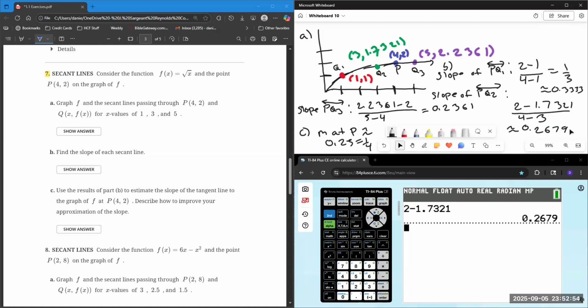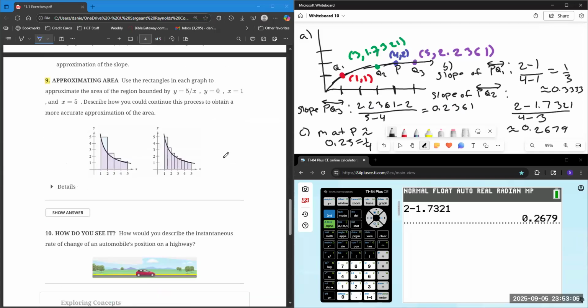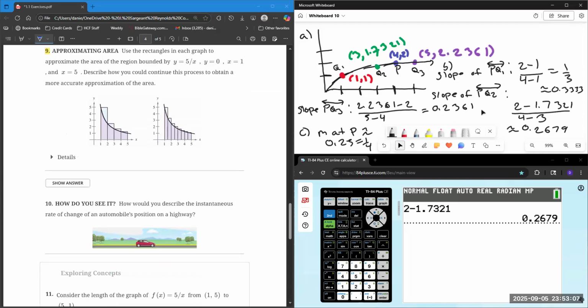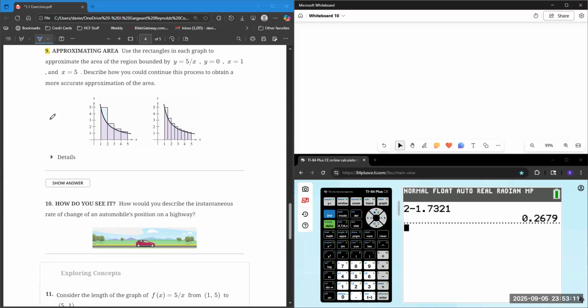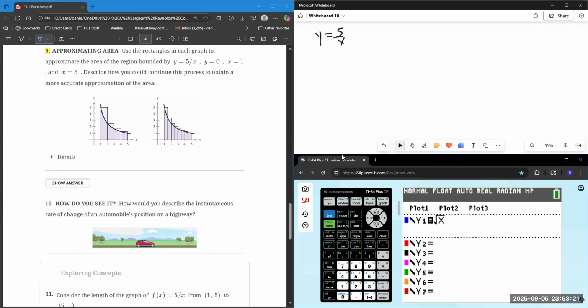That's my best estimate based off of the number that we're approaching from the left and from the right. Now let's look at number 9 here. To wrap things up, we have these two pictures here of our function y equals 5 divided by x. Let me stick that into my calculator here.